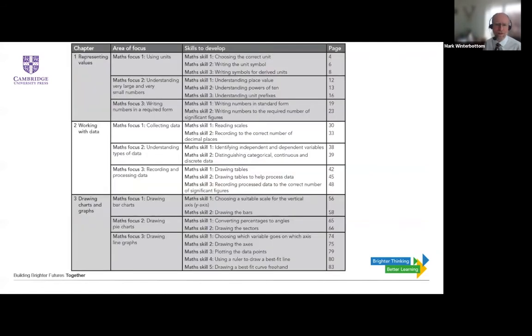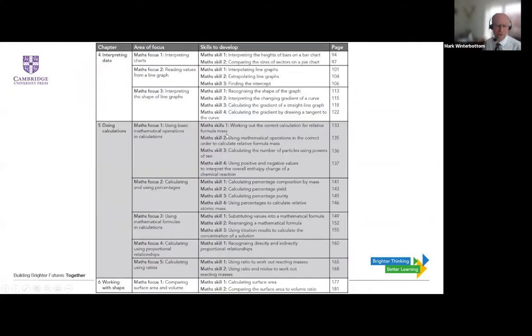So if we have a quick look at chemistry, you'll see a fairly even split between the first 3 of those categories, and you can see the kind of structure to the book there. So you've got maths focus of using units, and then maths skills of choosing the correct unit, writing the unit symbol, writing symbols for derived units. And that's actually really nice because it shows you just how broken down the maths skills are here. So there's very little assumed about children's understanding in maths, but it's really broken down step by step.